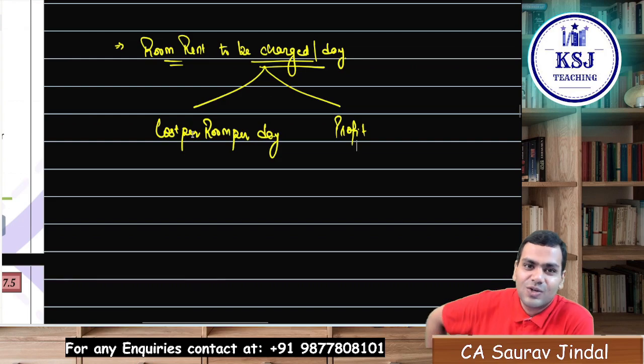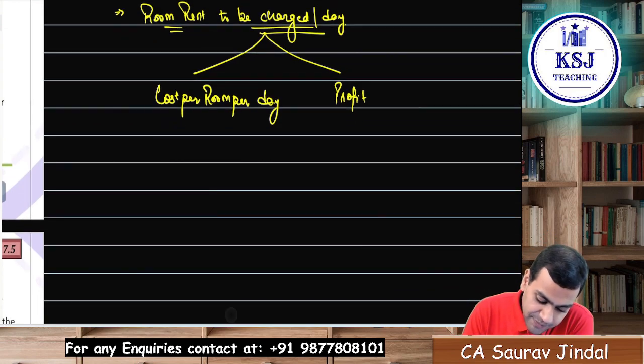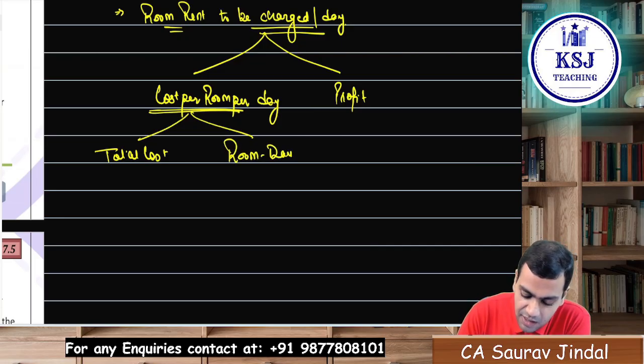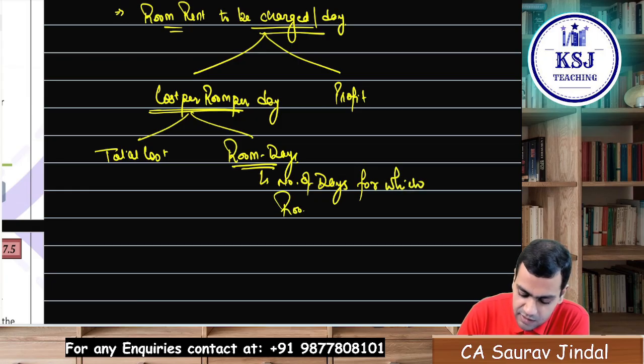Okay, so cost per room per day. What is the cost per room per day? Here you will have to find out the total cost incurred, total cost, and you need to find out the room days. Room days means the number of days for which the rooms are occupied.